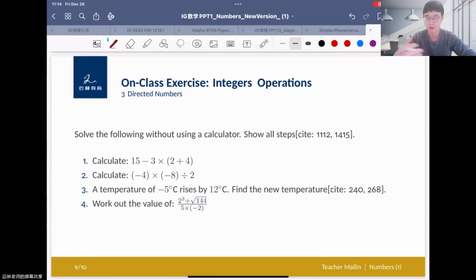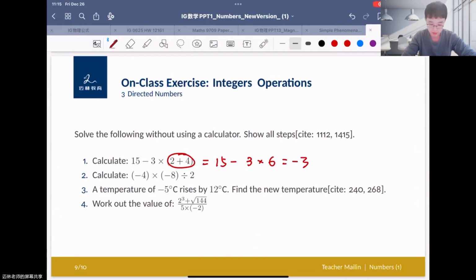Okay, so for the first problem, I think it's not very difficult for you, right? Use BIDMAS. We first calculate the value in the brackets. In the brackets, we have 2 plus 4, right? So here it is 15 minus 3 times 6, since 2 plus 4 is 6, right? So 15 minus 18, and the final answer is negative 3, right?